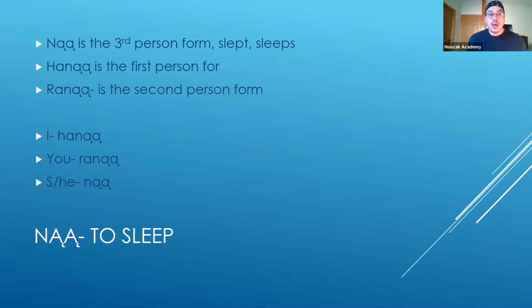Na is the third person form, slept or sleeps. Hana is first person. Dana is the second person form. If you are taking notes, it's a good idea to write down these verb conjugations. They'll come up again later in the presentation.